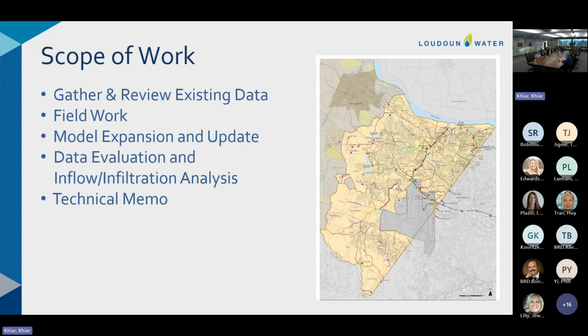First of all, we'll be gathering and reviewing our existing data. This will include our existing hydraulic model, our GIS data, SCADA data, as-builts, as needed. We've budgeted for some limited field work, and we know there are still some older parts of our system where we may have questions about the GIS data, and just making sure pipes are connected the way they're supposed to be and such. But that's just limited and will be used as needed.